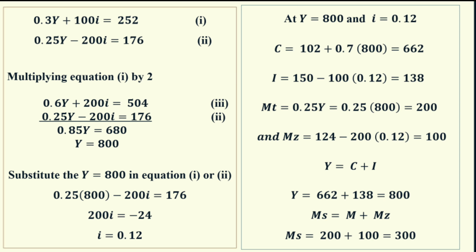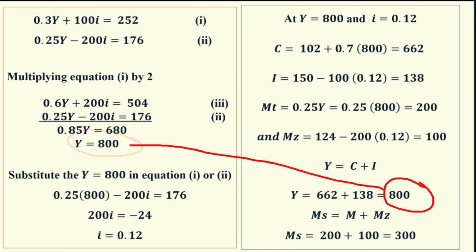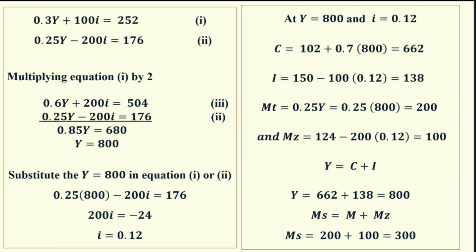Now we can verify our result, that is, whether the value of y is 800 or not. So here y is equal to c plus i. c we already calculated here, it is 662, plus i is equal to 138, so 662 plus 138 is equal to 800, which we already calculated in the previous question, that is y is equal to 800. Similarly, we can also check that demand for money is equal to supply of money.